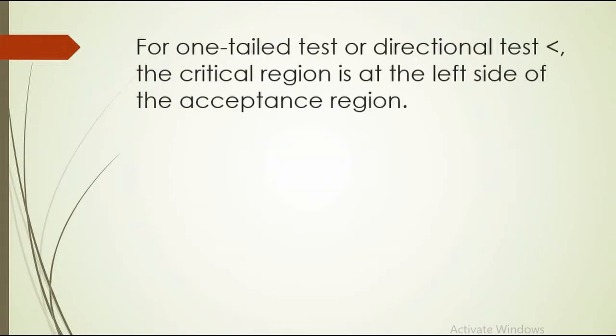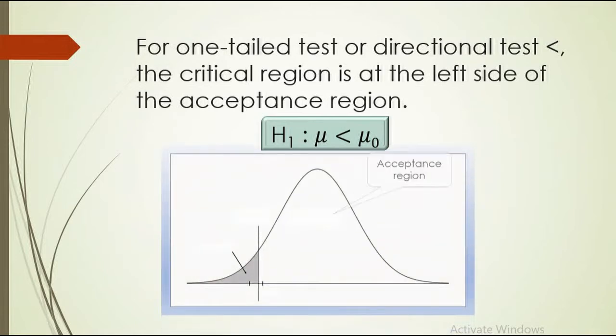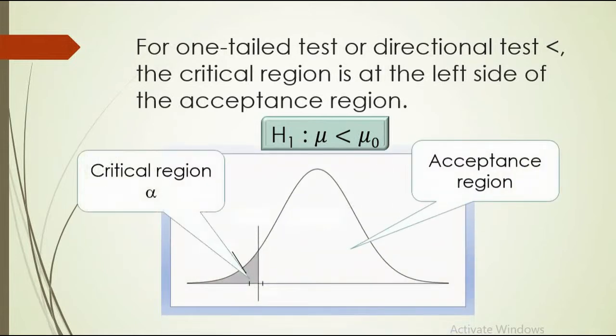For one-tailed test or directional tests, less than sign, the critical region is at the left side of the acceptance region. So H1: mu is less than mu null. This is the acceptance region, and this one is the critical region, and this one is the z value.